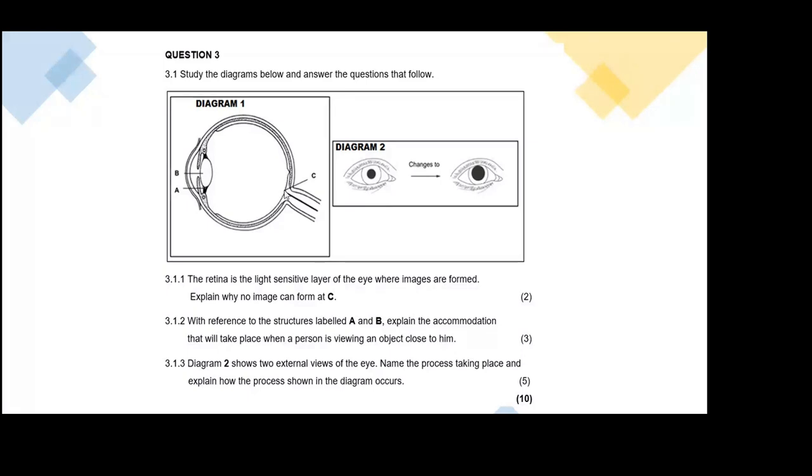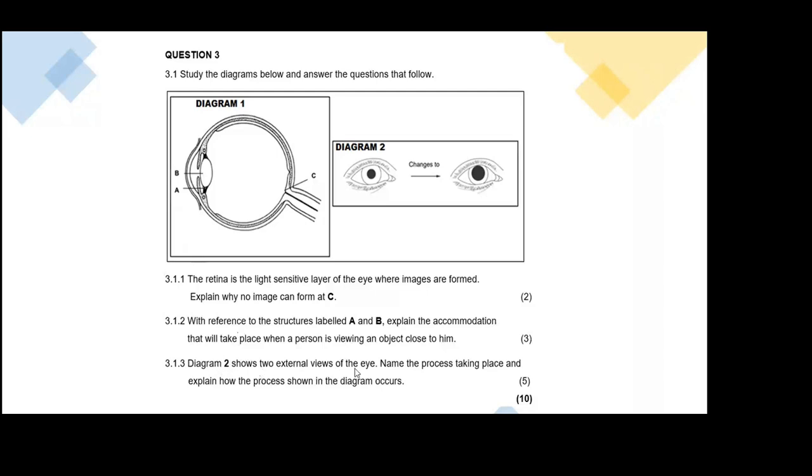All right. And then with reference to structures A and B, now we're looking at the lens, which is B, and we're looking at A, which is the suspensory ligaments. You must now explain how accommodation occurs. And accommodation is something you would have learned already. That is when the suspensory ligaments slacken, the lens will become a bit more convex, and then more light enters the eye. All right. And if you're still a bit confused with this, just work through it on your own perhaps, and then just come back over it. But this is something you would have been taught.